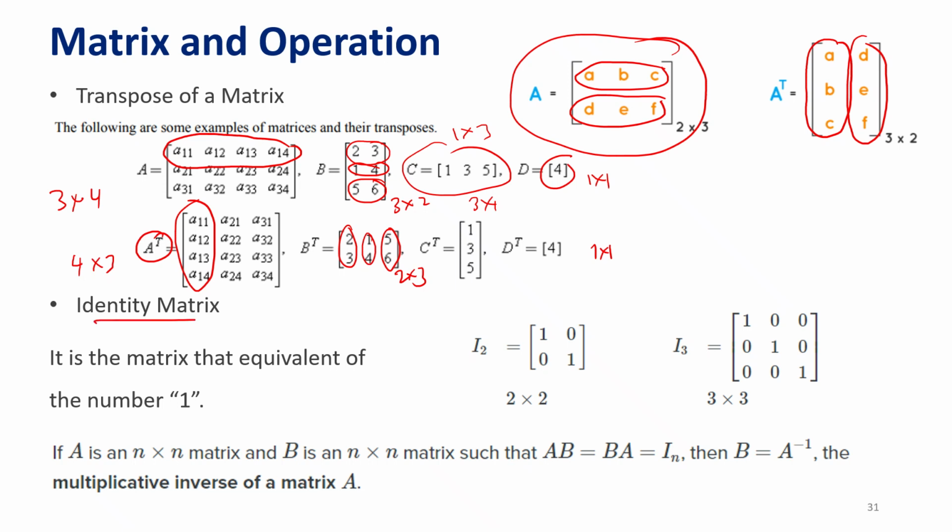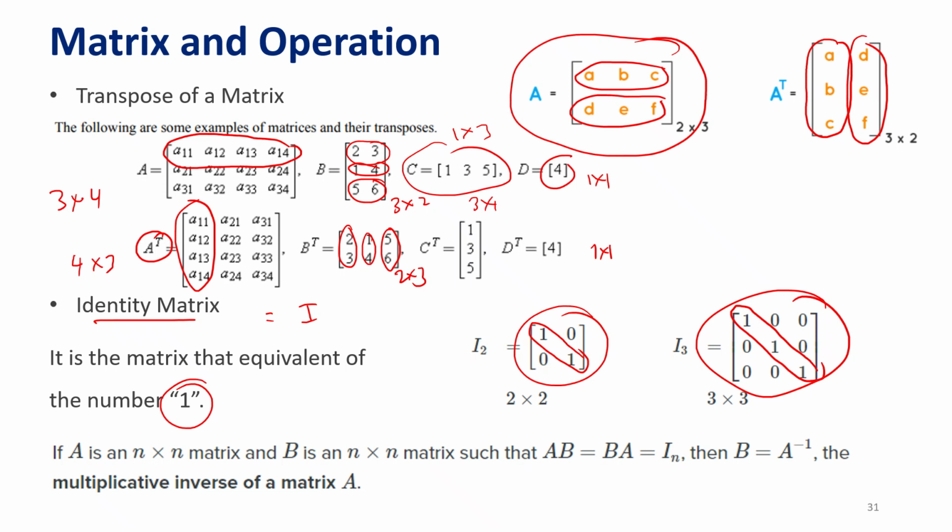Now we talk about the identity matrix. Identity matrix is denoted as I, a special kind of matrix where all the elements of the main diagonal, this one, are equal to 1. So this is a matrix of 2 by 2, then the main diagonal will be equal to 1. This one is a matrix of 3 by 3, the main diagonal will be 1. Okay, so when you have an identity matrix, it should be an n by n matrix.